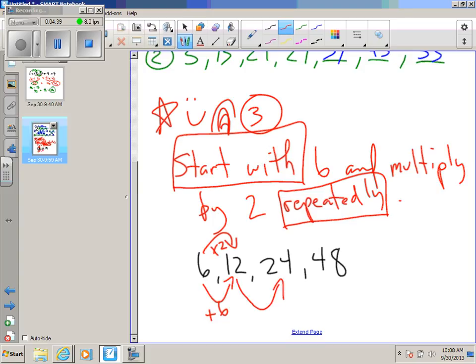12 plus 6, is it 24? No. So it's not that. So you're multiplying by 2. So 12 times 2 is 24. 24 times 2 is 48. So it's just what they give you. You just have to find out what they're doing, what pattern. Okay?